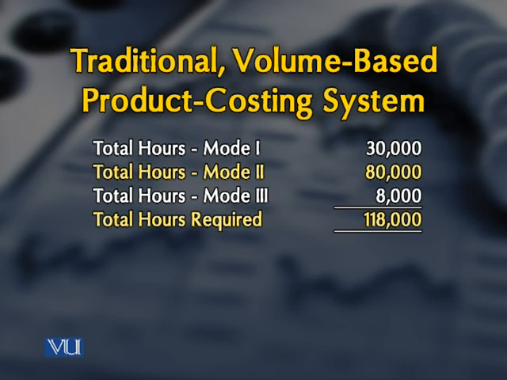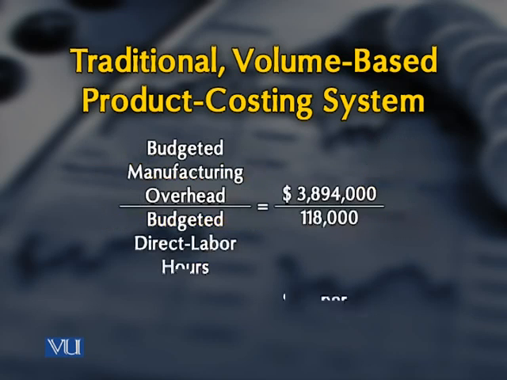Now if you work out the rate which is used in traditional costing, the total overheads for the entire organization are 3,894,000 and total hours are 118,000. So the rate per labor hour is 33. We use this rate of 33 to absorb overhead in traditional costing.